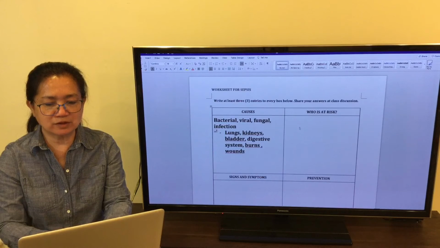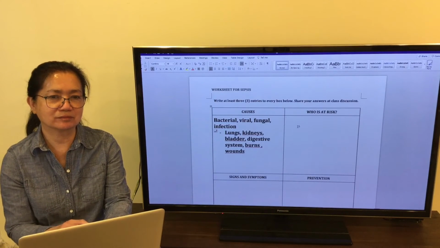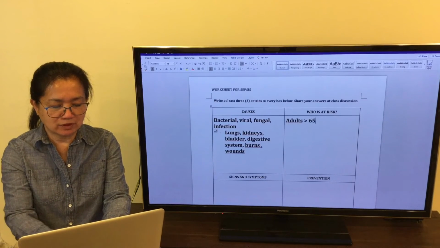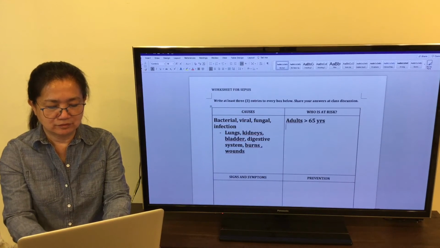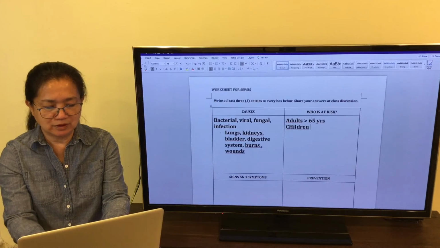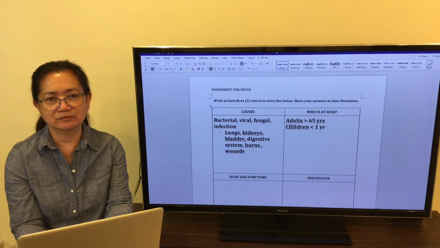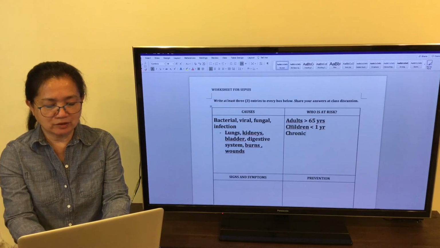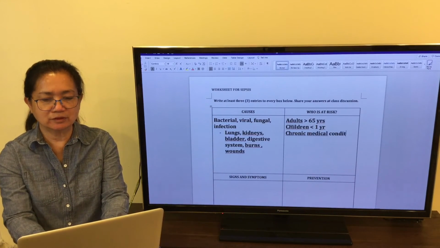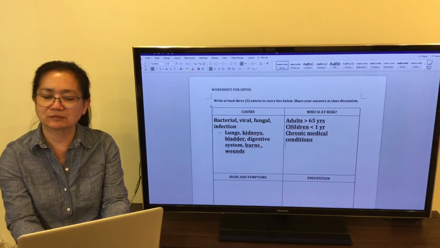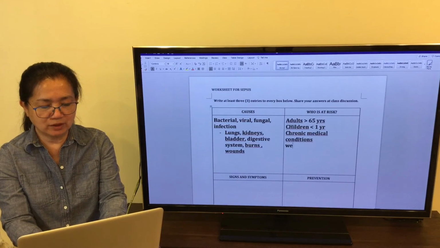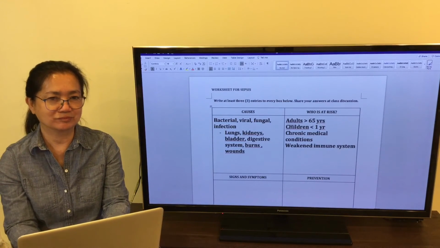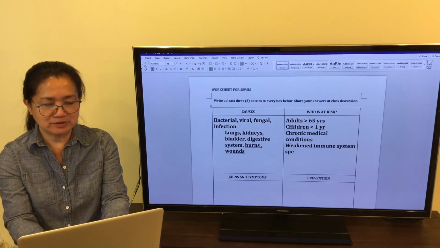So, who is at risk for sepsis? Adults greater than 65 years. Children less than 1 year. People who have chronic medical conditions. Anyone else? People with weakened immune systems, and sepsis survivors.